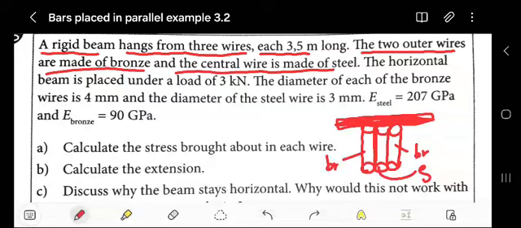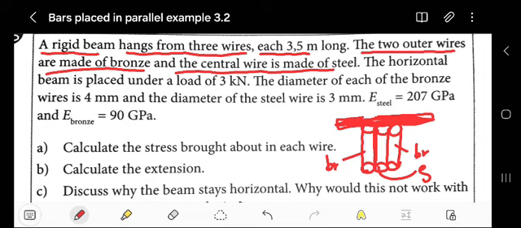Then the beam is placed under a load of 3 kilonewton. That means the load experienced by these bars will be that one. So as you can see, that means it's the total load.